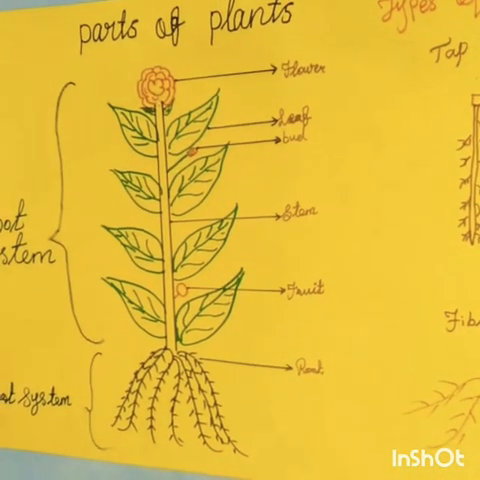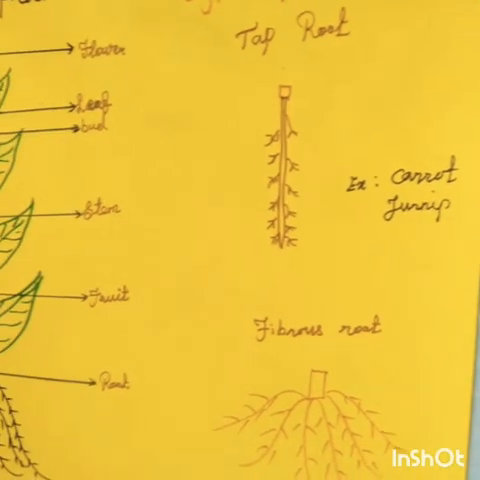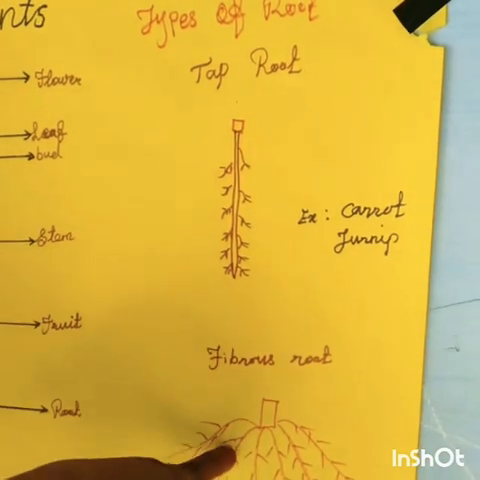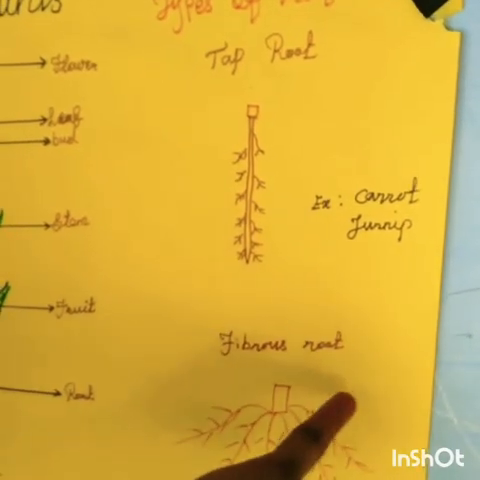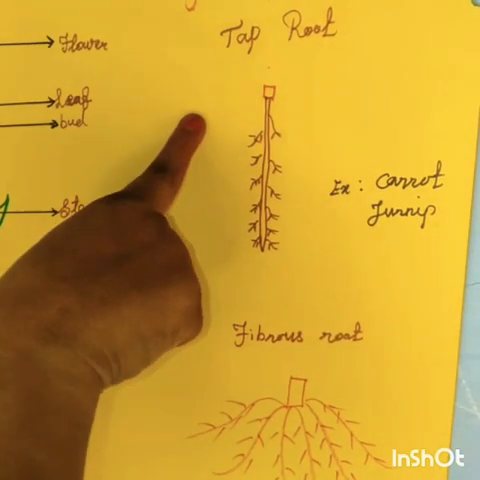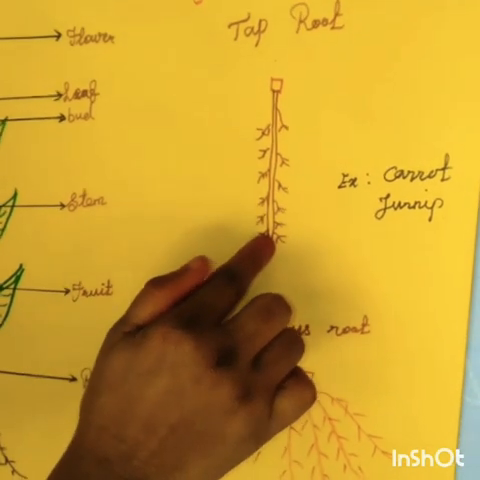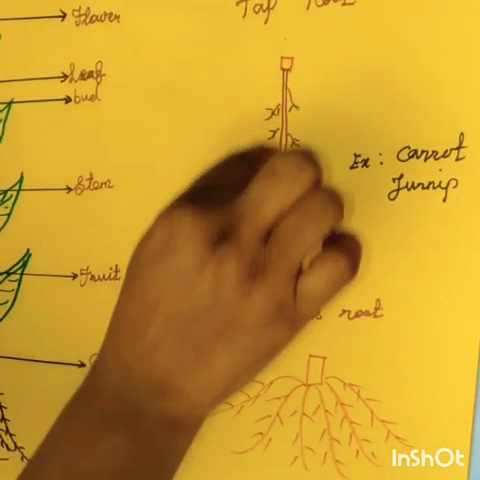Okay. Next we go to see the types of root. Roots are divided into two types. First one taproot, second one fibrous root. First we can see the taproot. The taproot has one thick main root. After that, smaller side roots grow from the main root.